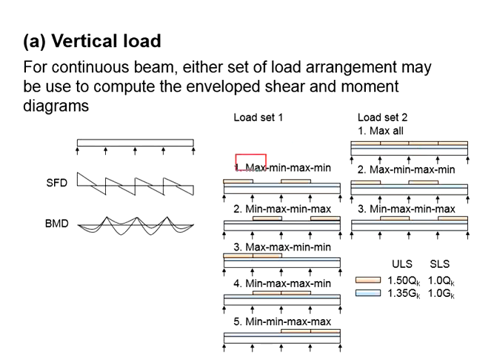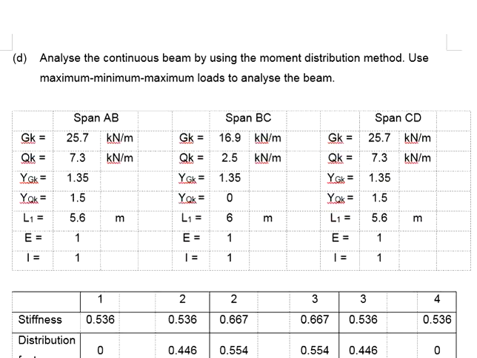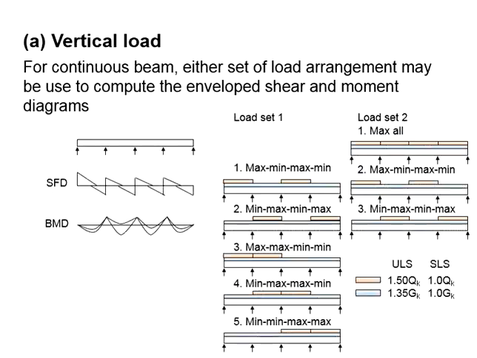Now, if you assume it is the maximum load, you will have the full value of the QK. As for the minimum load, you will assume the QK is absent. For the ultimate limit state, the factors of safety for the GK and QK are 1.35 and 1.5 respectively.